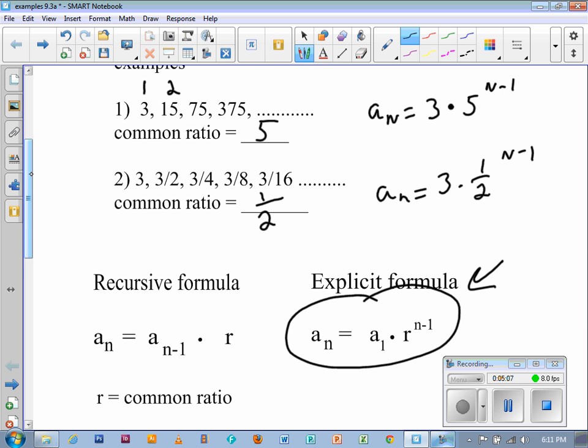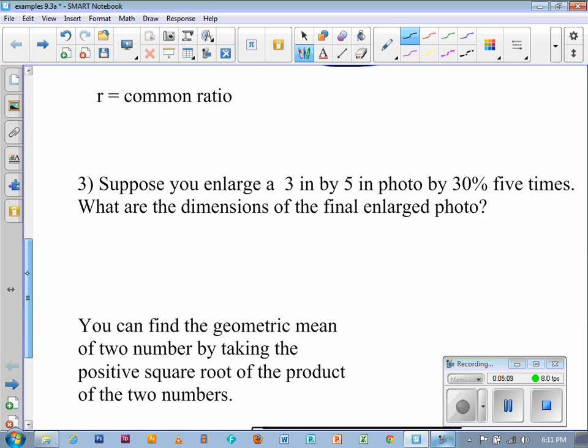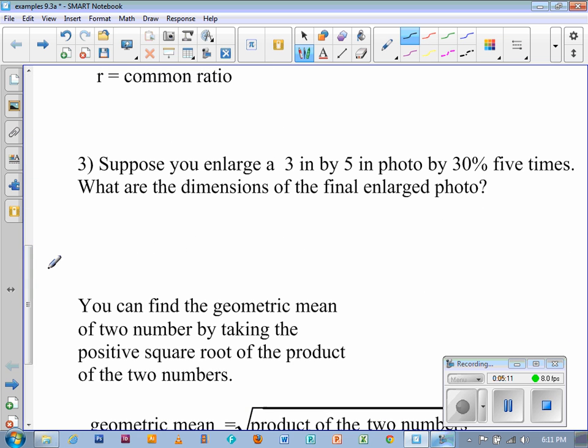Now, moving on down, we're done with geometric sequences. Now, I want to show you a problem where we're applying it to a 3x5 photo. What I'd like to have you do is enlarge that photo by 30%, 5 times, and ask what are the dimensions of the final enlarged photo. So try this on your own, and when you come back, I'll have it completed.